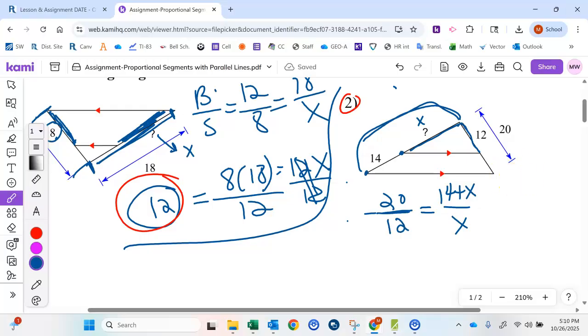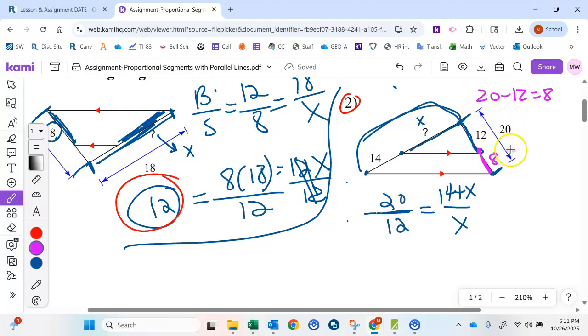If this is 12, and the whole thing from here to here is 20, then what's this piece from here to here? Let me put that in purple. What is that piece from here to here then? Well, it's going to be 20 minus 12 equals 8. So I could get 8 over here. Now, how does that help me?